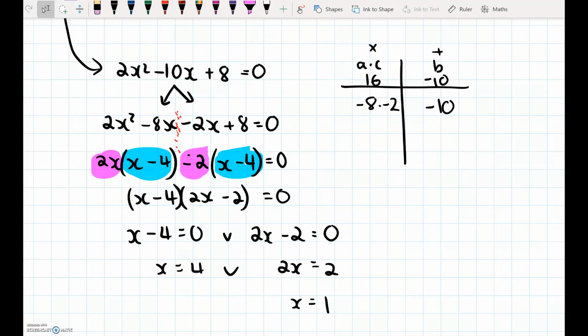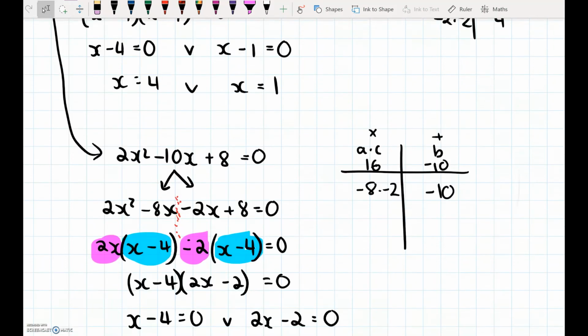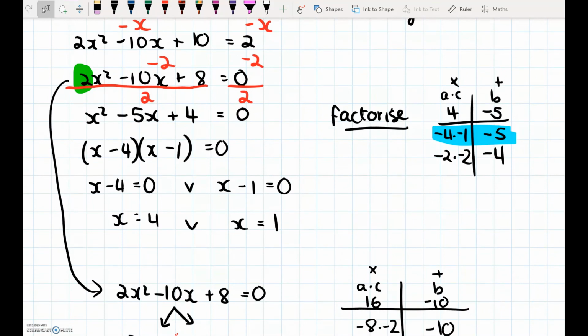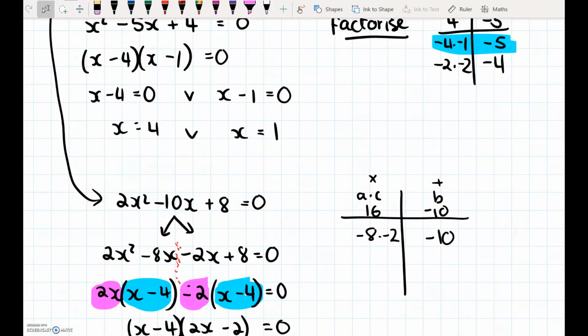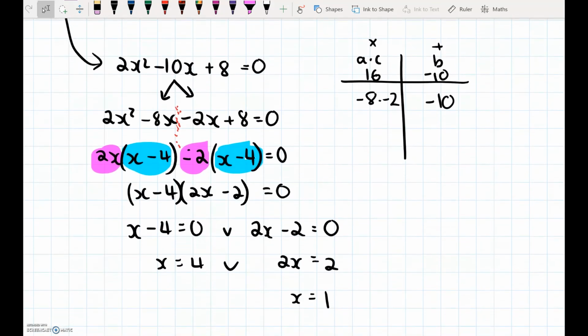And you're not always going to be able to divide something. So we were lucky in this question that we could divide by 2, but you can't always do that. So please put some effort in and make sure you also know this method, because it will help you sometimes.